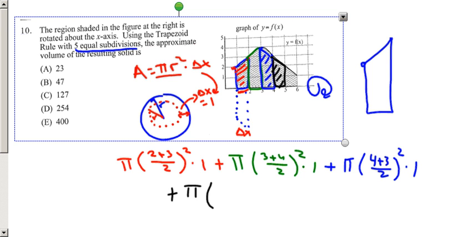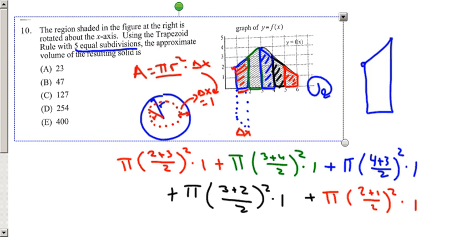plus pi times (3 plus 2 over 2) squared times 1, plus the very last one, pi times (2 plus 1 over 2) squared times 1. Now, this takes a little bit of calculator work to actually figure out all of this, but it's a reasonable thing to just dump into your calculator.